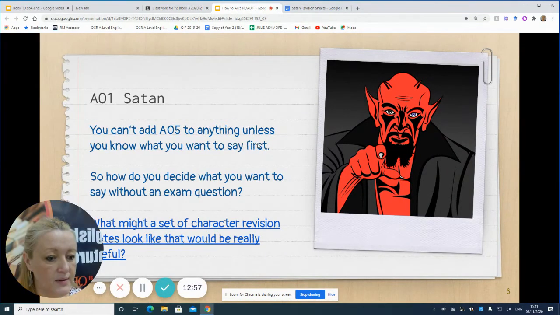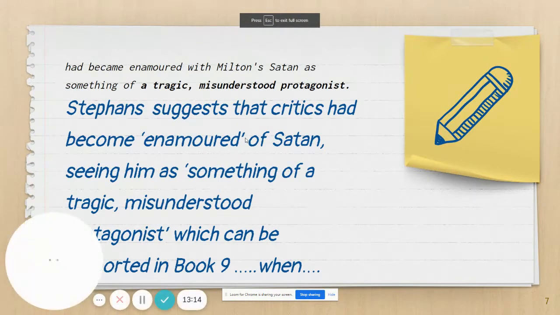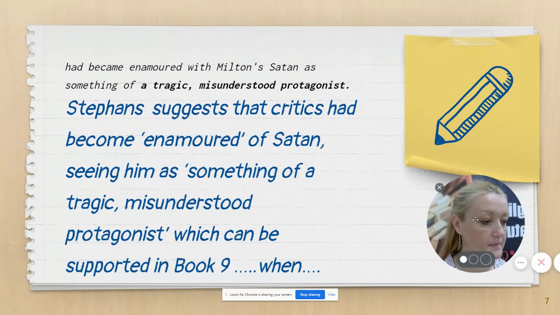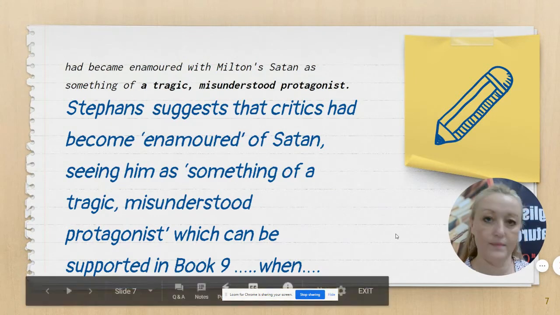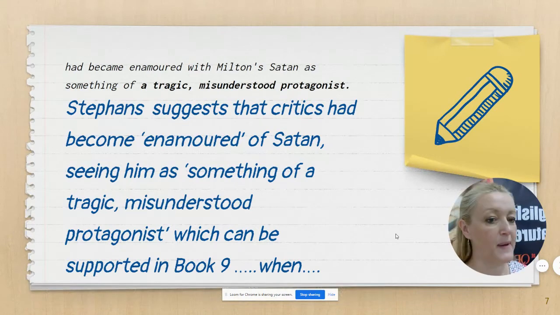Okay, so let's go back to our slideshow. Now we're ready to think about how to use AO5 because we've already had some ideas of our own. We can put ourselves against other critics and ideas. So here's the most straightforward way of using a critic's perspective.